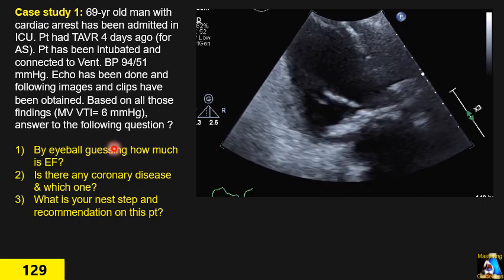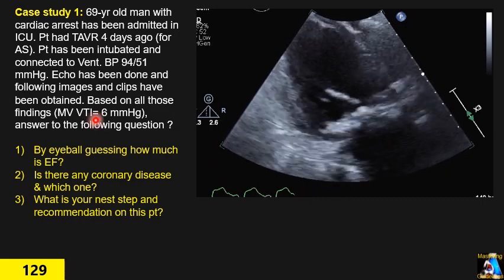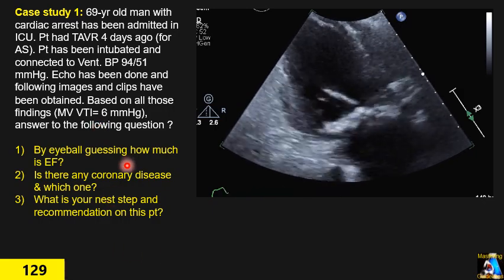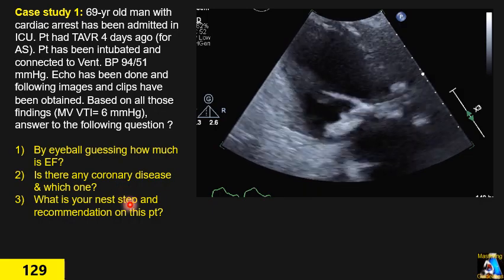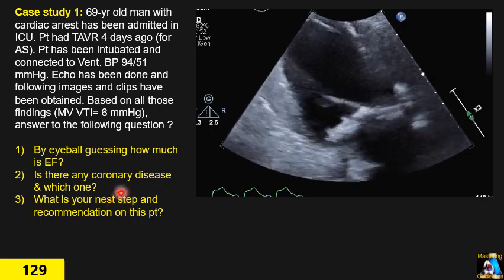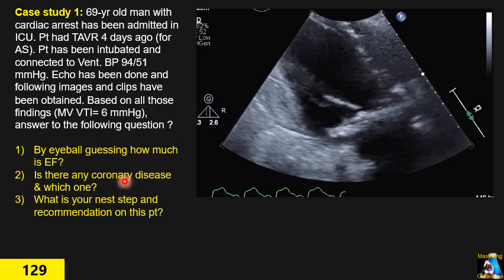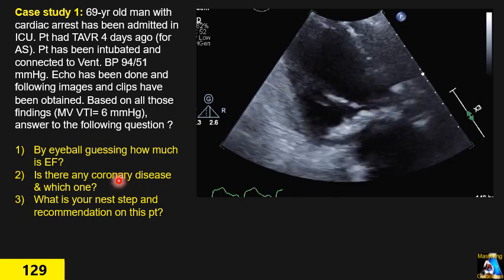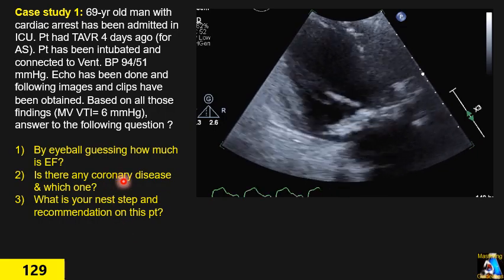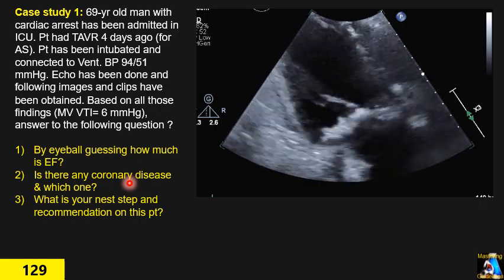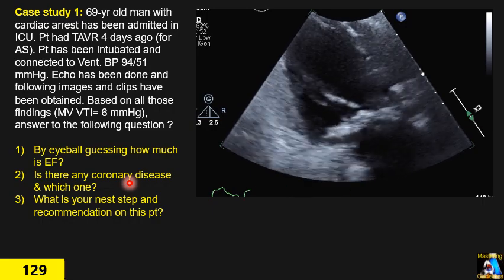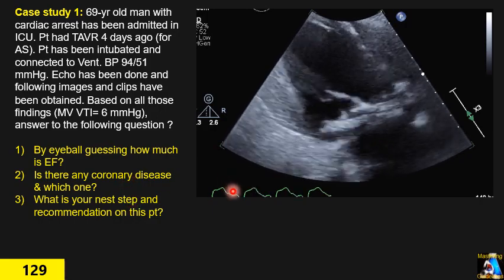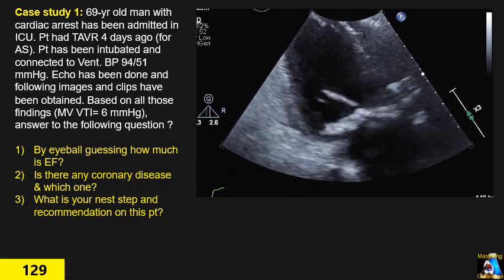Based on all those clips and the image and Doppler study I am going to show you, answer the following questions. How much is your eyeball guess for EF? Is there any coronary artery disorder, yes or no? Which one? And give everything that you know about the MI on this patient. What is your next step once this study has been done? Imagine this study has been done completely and you are there. What should you do? Now let's go to the next clip.